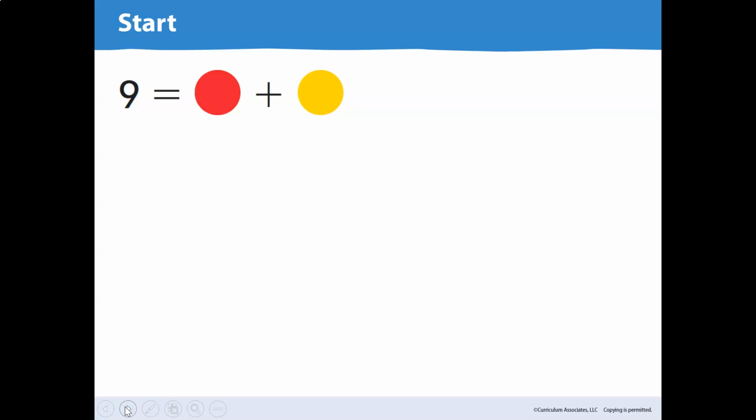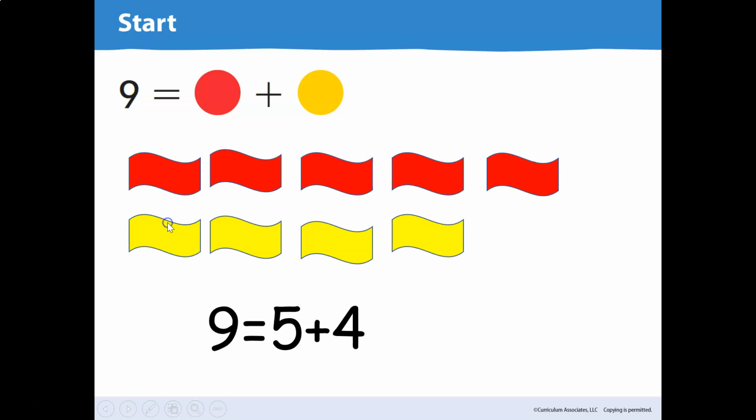There are 9 flags. Some are red and the rest are yellow. So go ahead and solve that. Go ahead and pause and solve that. All right, you should have solved that problem. Here is one way you could have solved it.